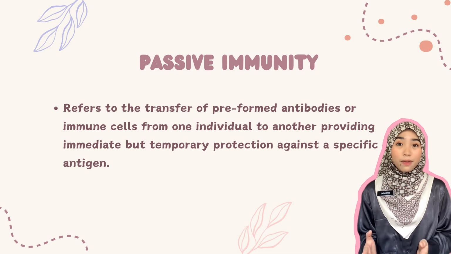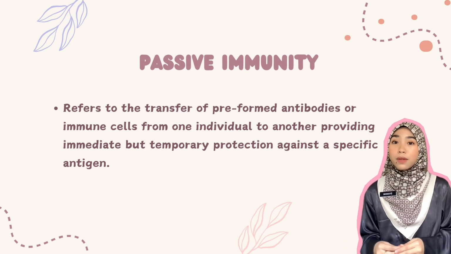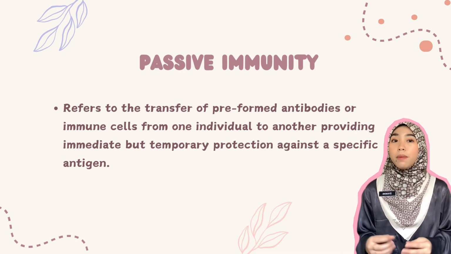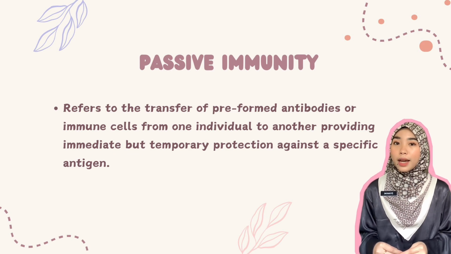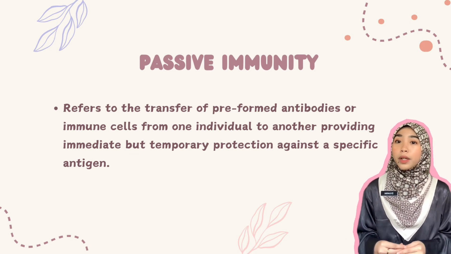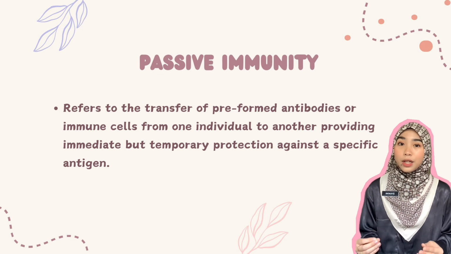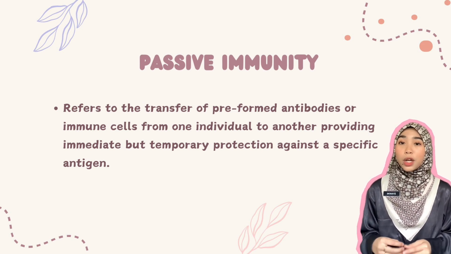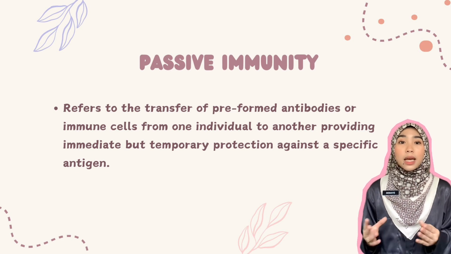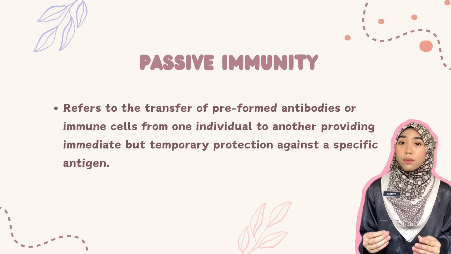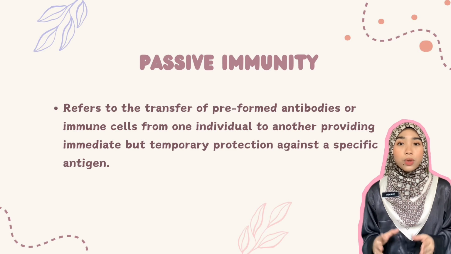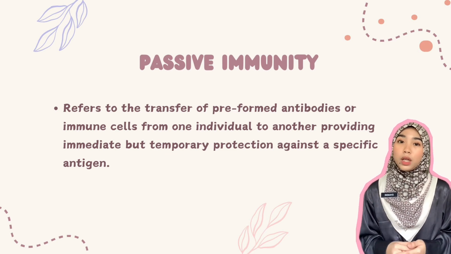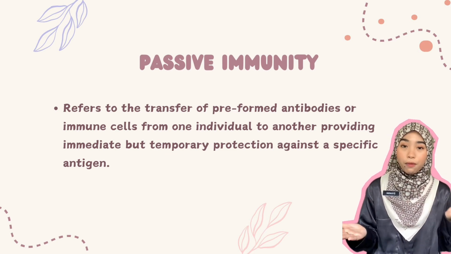Moving on to passive immunity. It refers to the transfer of preformed antibodies or immune cells from one individual to another, providing immediate but temporary protection against a specific antigen. Unlike active immunity, which involves the individual's immune system generating its own immune response, passive immunity involves the direct transfer of immune components. There are also two main types of passive immunity, which are the natural and the artificial.